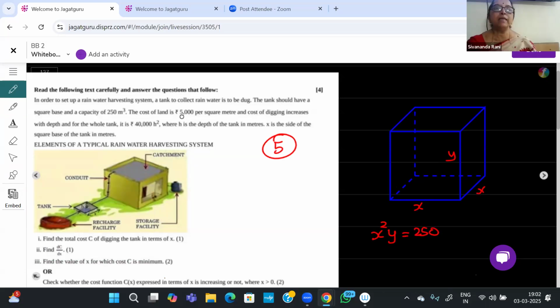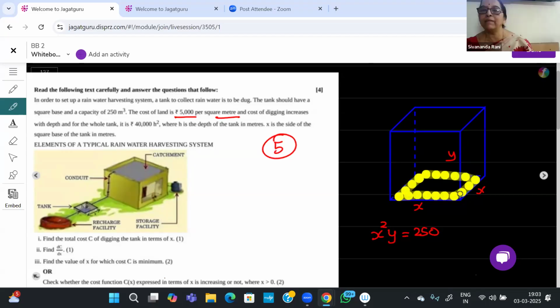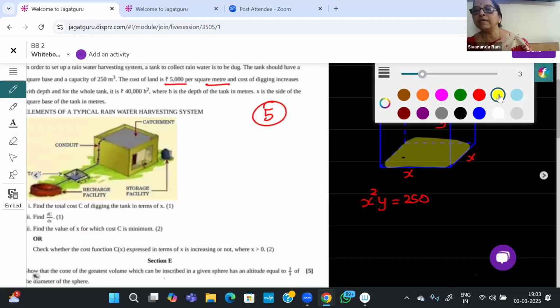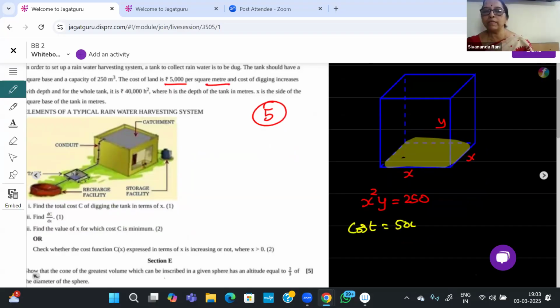And the cost of the land is 5,000 per square meter. So which is the land that the tank is occupying? What is the land that it would occupy? This one, no? This is the land that it occupies. So what is the area of the land that it occupies? X square. Very good. And the cost of that is 5,000. Therefore, the total cost is going to be 5,000 x square.